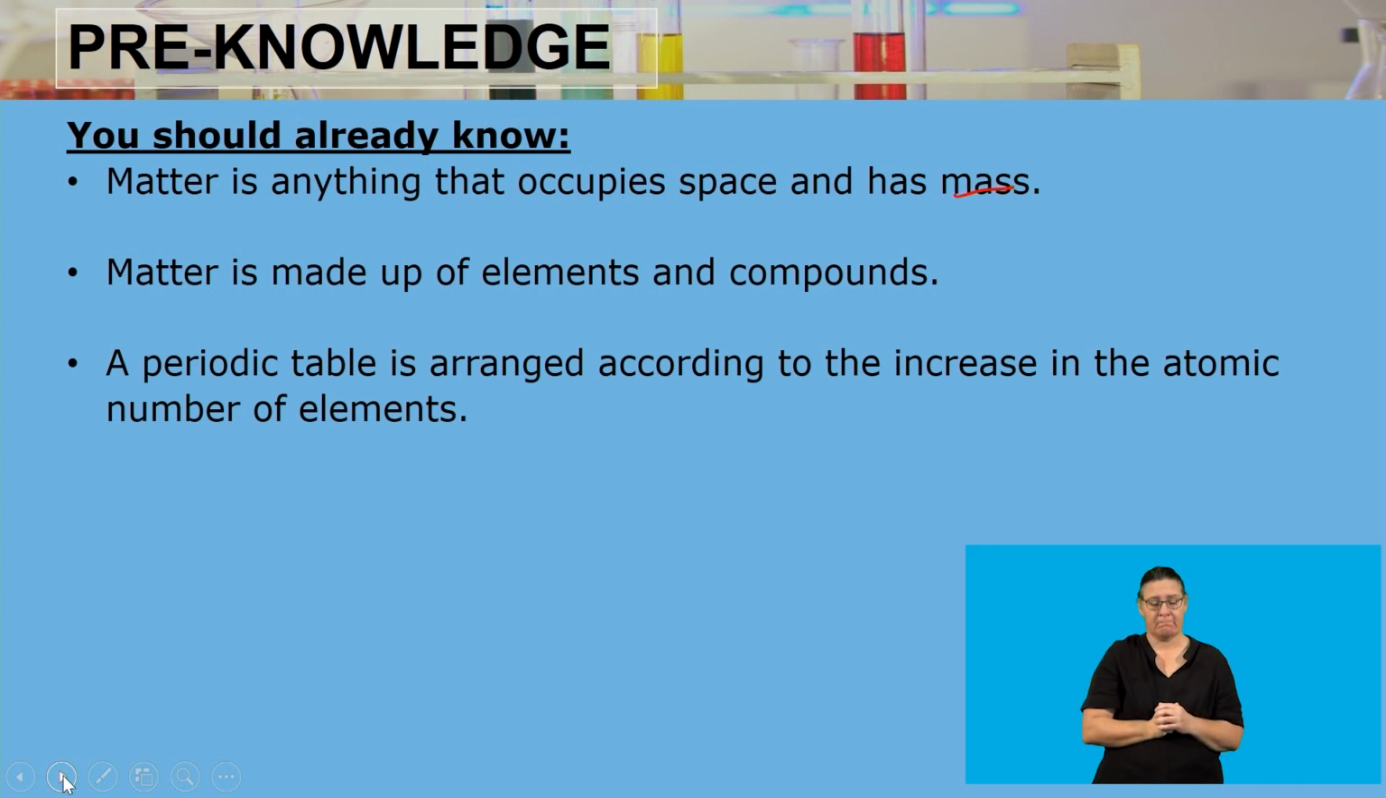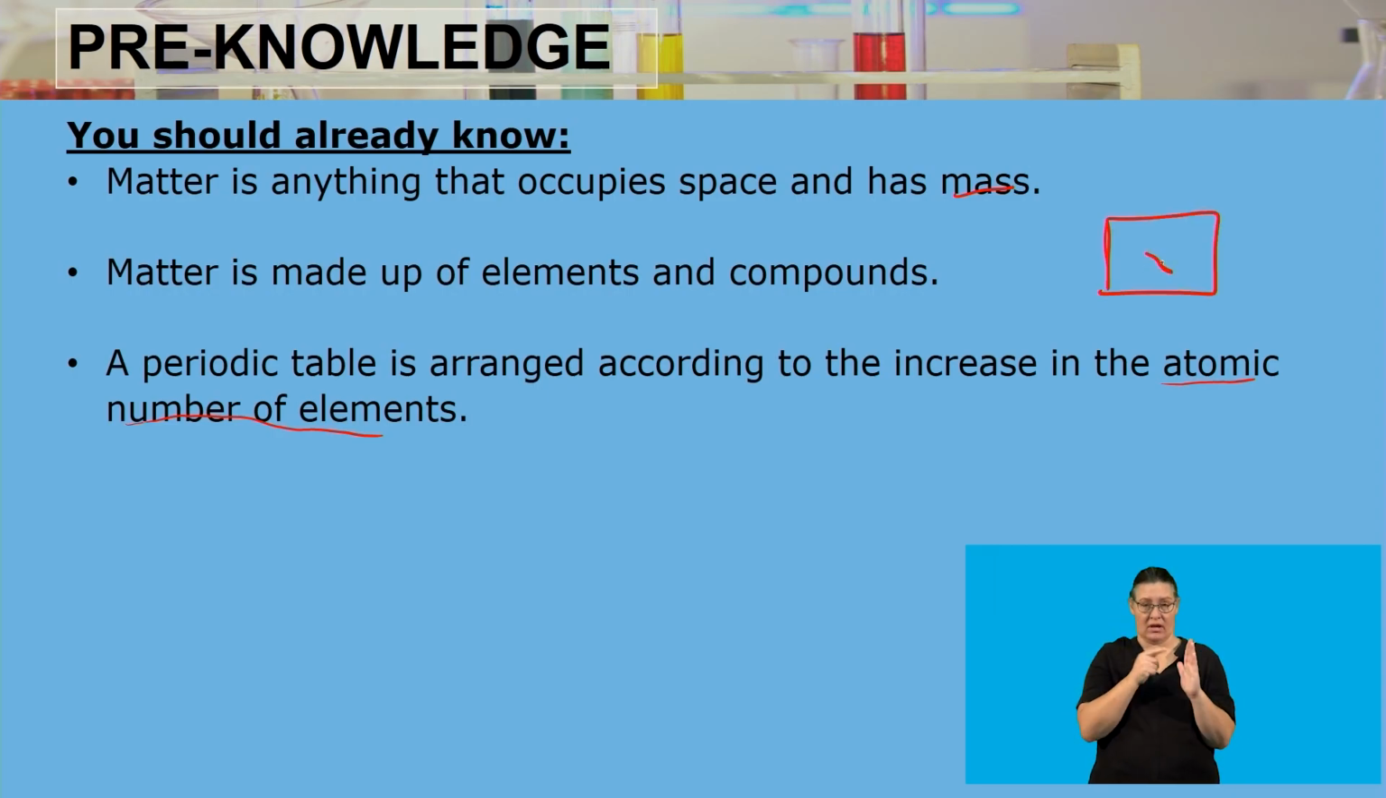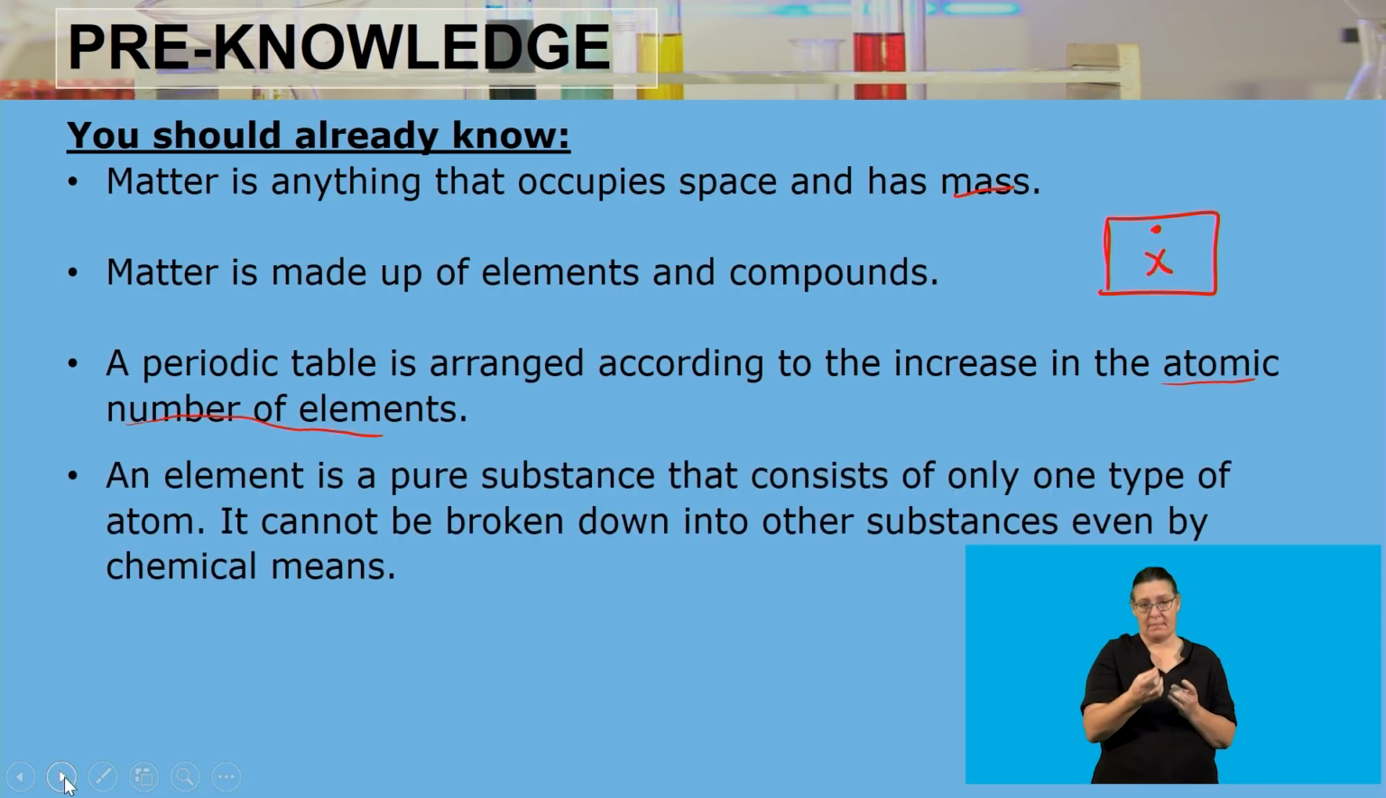Thirdly, a periodic table is arranged according to the increase in atomic number of elements. So the numbers that we see on the periodic table, so you have a block that has the element, and then the number that we see there at the top, that is our atomic number. So the elements in the periodic table are arranged according to the increase in that number.